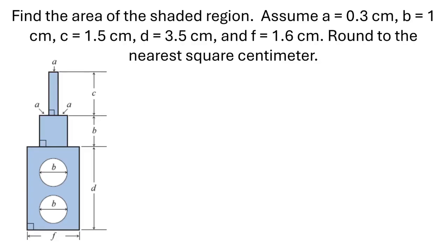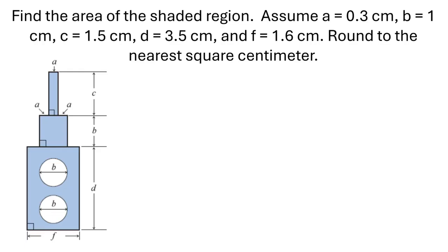In this problem, we need to find the area of the shaded region. We need to assume that A is equal to 0.3 centimeters, B is equal to 1 centimeter, C is equal to 1.5 centimeters, D is 3.5 centimeters, and F is 1.6 centimeters. And we need to round our final answer to the nearest square centimeter.